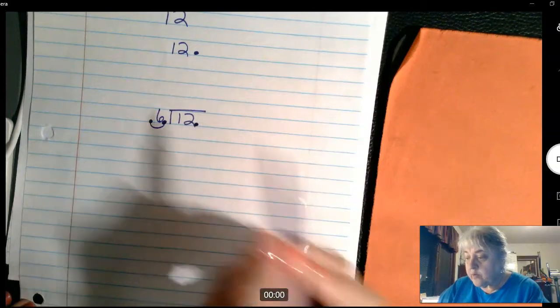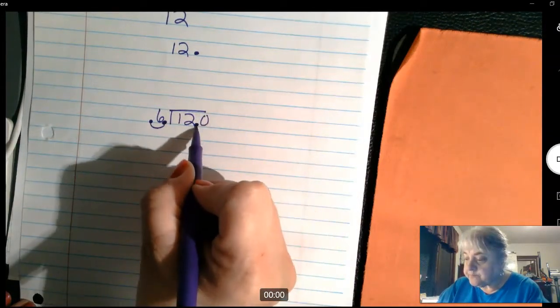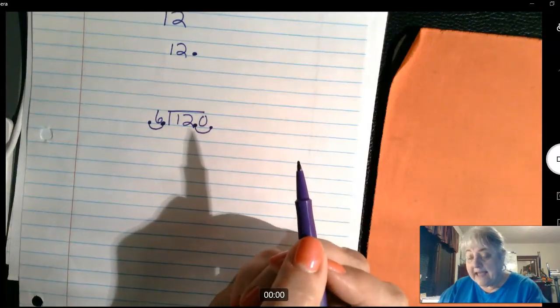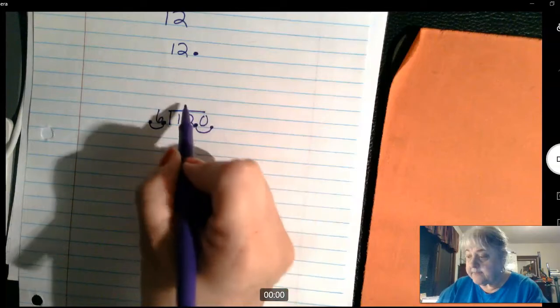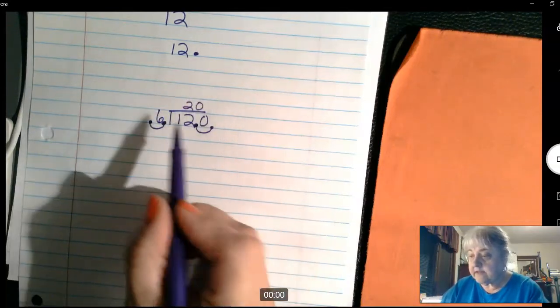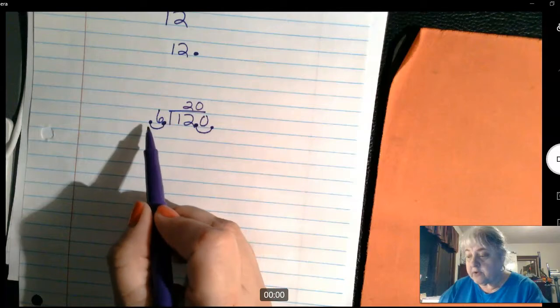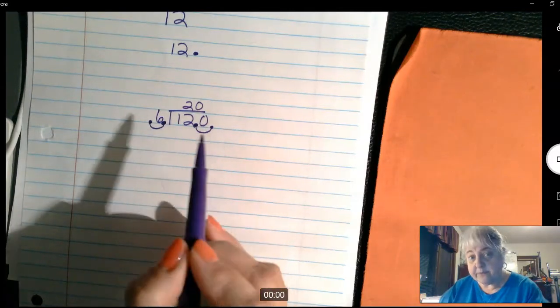But if the decimal point were here, since it's a whole number, I can add a 0 and slide it over here. And then I know that 6 times 20 is 120, and that would be my answer. Because you're sliding by a multiple of 10, you have to do both of them that way, okay?